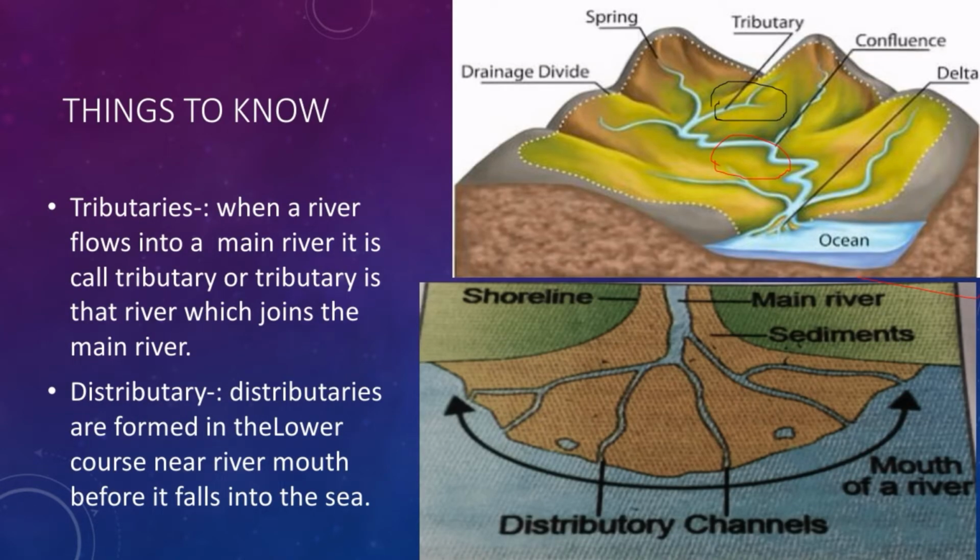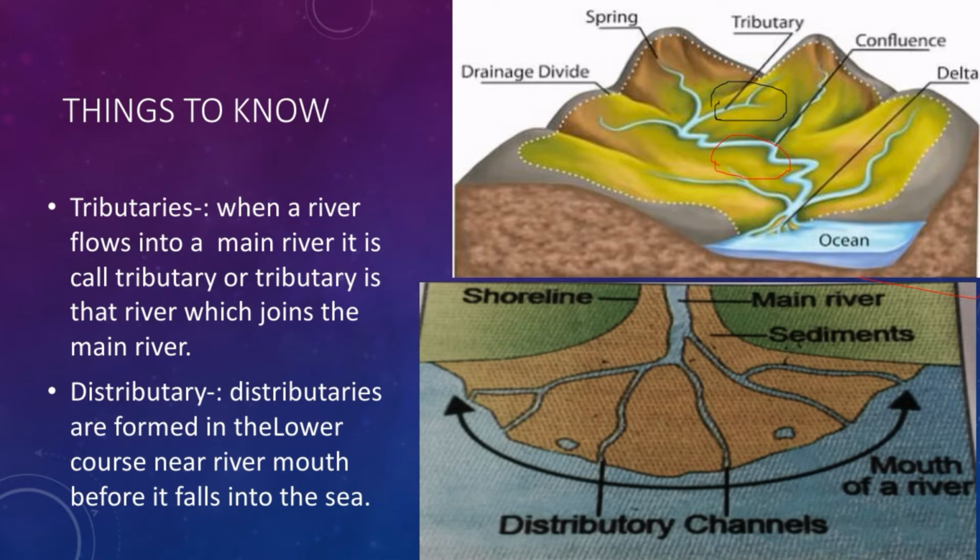Before going ahead, let's get to know about these things that are very essential for us. So here the things to know are: first is tributary. Let's know what tributaries are. When a small stream or small river flows into the main river, it is called tributary, or tributary is the river which joins the main river. Here the picture is given. In the first picture, look at tributary. Tributary is a small stream or small river, you can say, which is going to join the main river.